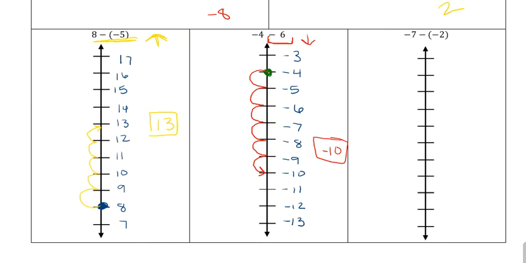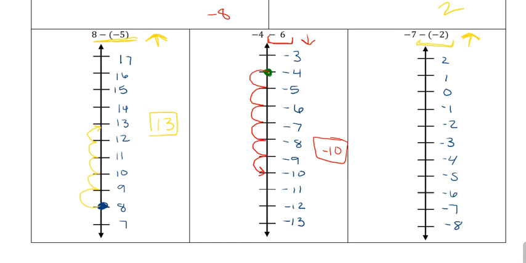Okay, last one. I'm subtracting negatives here. So when I subtract negatives, that means I have to take away negatives. I need to go in the opposite direction of the negatives, so I'm actually going to go towards the positives. Since I'm going to be moving up, I want this negative 7, my starting point, to be near the bottom. So this will be negative 8, and then I count up towards 0. Negative 6, negative 5, negative 4, negative 3, negative 2, negative 1, 0, 1, 2.